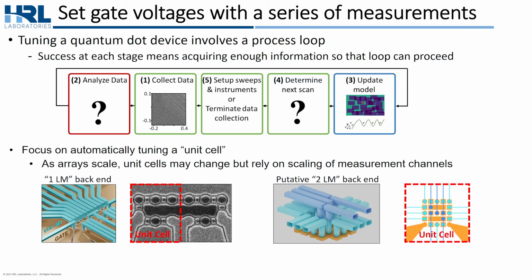And one additional thing that I'd like to point out as we talk about automation and automating setting these voltages, I really want to focus on how long it takes to tune a unit cell, however we choose to define a unit cell. And that might change in the future as we have more layers, more metal layers in the back end. We really care about tuning a unit cell and then scaling that in the future. And in particular, if we have an automated method, that can scale quite well with additional measurement channels. A human, we don't parallelize so well.